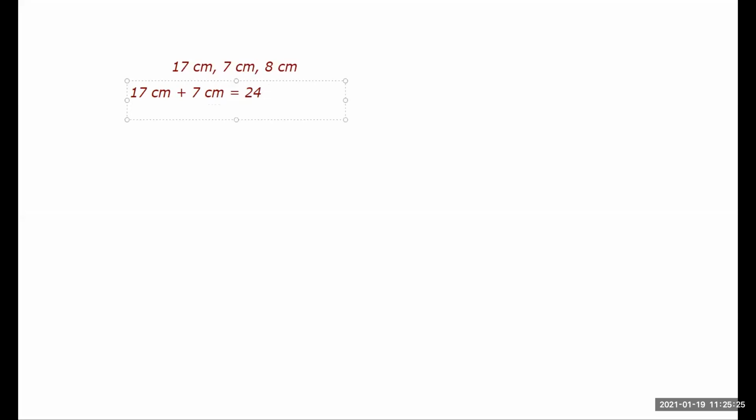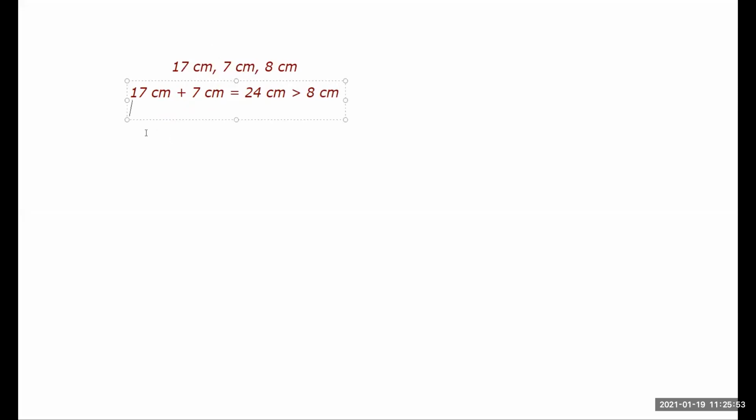So here 24 centimeter. Now this 24 centimeter is greater than which side is remaining? हमने 17 और 7 का सम लिया और 8 सेंटीमीटर ये हमारा थर्ड साइड है. तो 24 centimeter is greater than 8 centimeter, right? Therefore this will form a triangle, right?